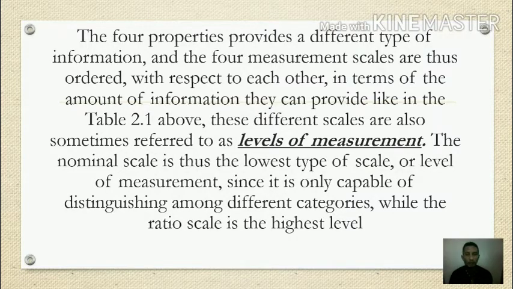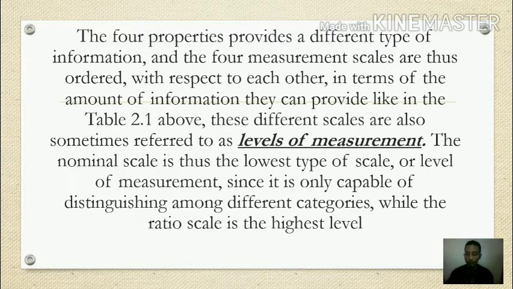The 4 properties provides different types of information, and the 4 measurement scales are thus ordered with respect to each other in terms of the amount of information they can provide, like in table 2 and above yang sudah kita lihat tadi. These different scales are also sometimes referred to as levels of measurement. The nominal scale is thus the lowest type of scale, a level of measurement, since it is only capable of distinguishing among different categories, while the ratio scale is the highest level.